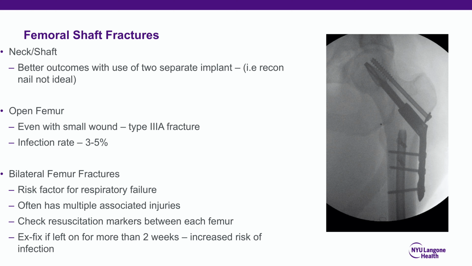Bilateral femur fractures are a significant hit to the patient metabolically. If a patient is unstable or cannot tolerate both femurs, it is better to X-fix both, or if the patient is able to tolerate one femur, fix one femur, check resuscitation markers, and if safe, fix the other, or X-fix the contralateral limb. Studies have shown that you can safely convert an X-fix to a nail within 2 weeks of placement without any increase in infection risk.